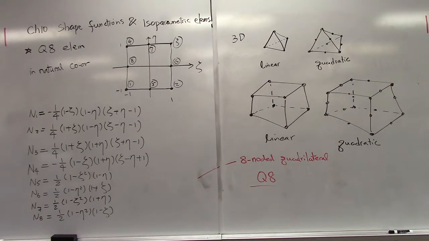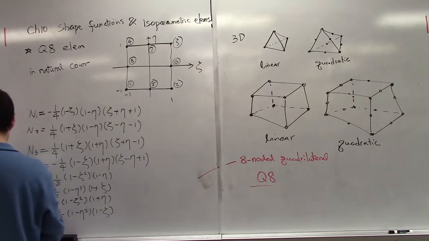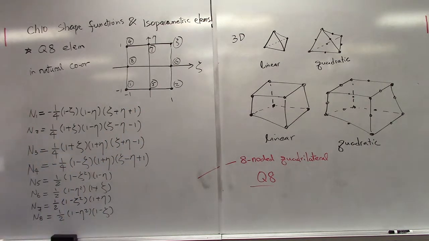N1 in the textbook is zeta plus eta plus 1. Let me see. Oh yeah, that should be plus. Yeah, thank you. Well, you may ask, it looks complicated, how can you remember all this? Well, it's difficult to remember, so you can refer to the textbook. But there's one way that you can actually derive that quite easily. Okay, I'm going to show how to do that.